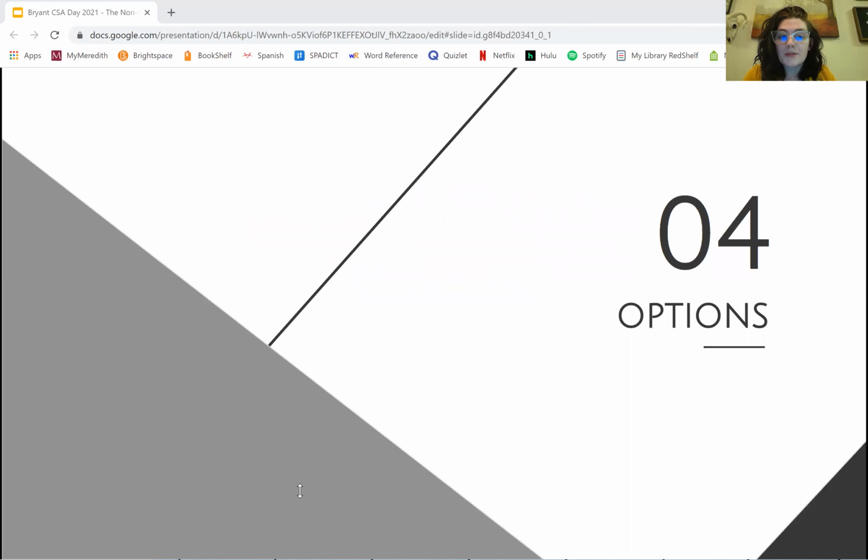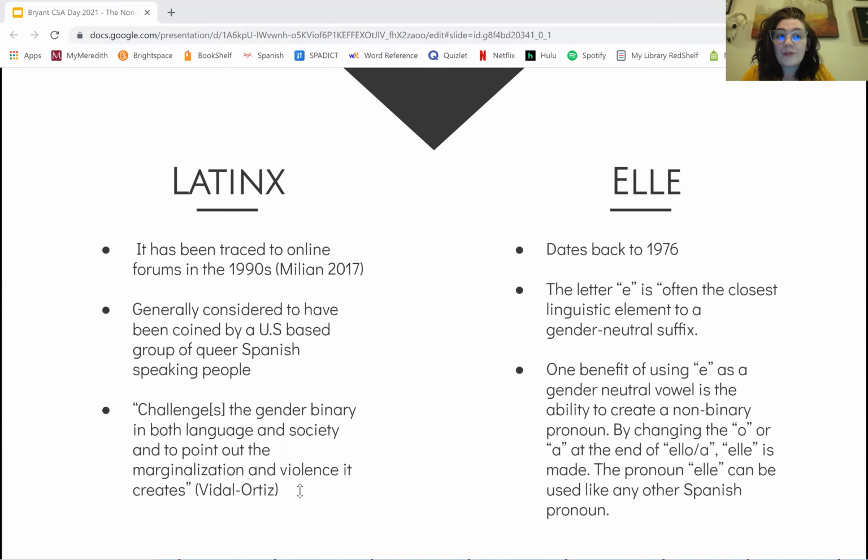So, what are our options? These are the two most popular or well-known examples of non-binary language in Spanish right now. Latinx is a term that was traced back to online forums in the 1990s, and it's generally considered to have been coined by a US-based group of queer Spanish-speaking people. It challenges the gender binary in both language and society and points out the marginalization and violence that it creates.